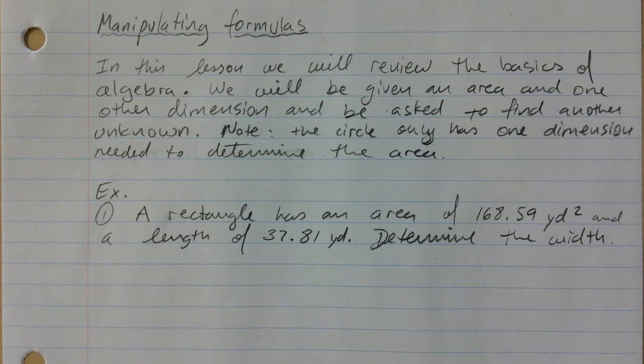In this lesson, we will review the basics of algebra. Sometimes a scary word, but it's really just basic rules that always keep the equation true, all right? We will be given an area and one other dimension and be asked to find another unknown. Note the circle only has one dimension needed to determine the area. So the circle is kind of unique in that way. I can just give you the area and ask you for the radius, for the diameter, or circumference even for that matter, as you will see.